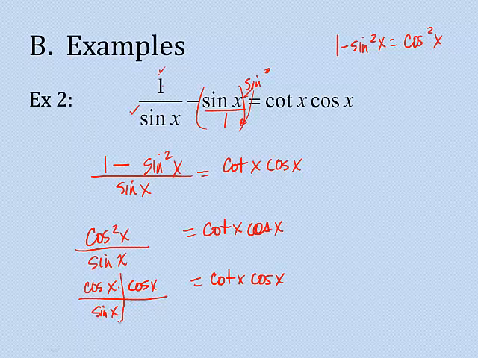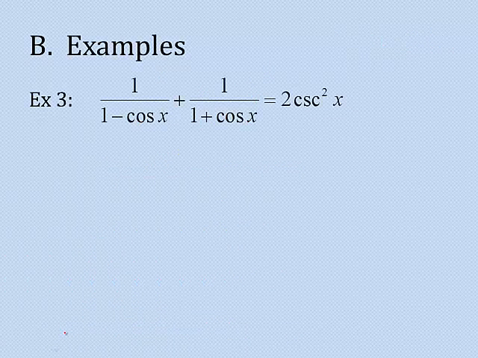And then you can break this off. This section right here is cotangent, right off your chart, times the cosine of x equals the cotangent of x times the cosine of x. There's your solution. Okay, remember, all this work is required for full credit. All right, let's try this one.